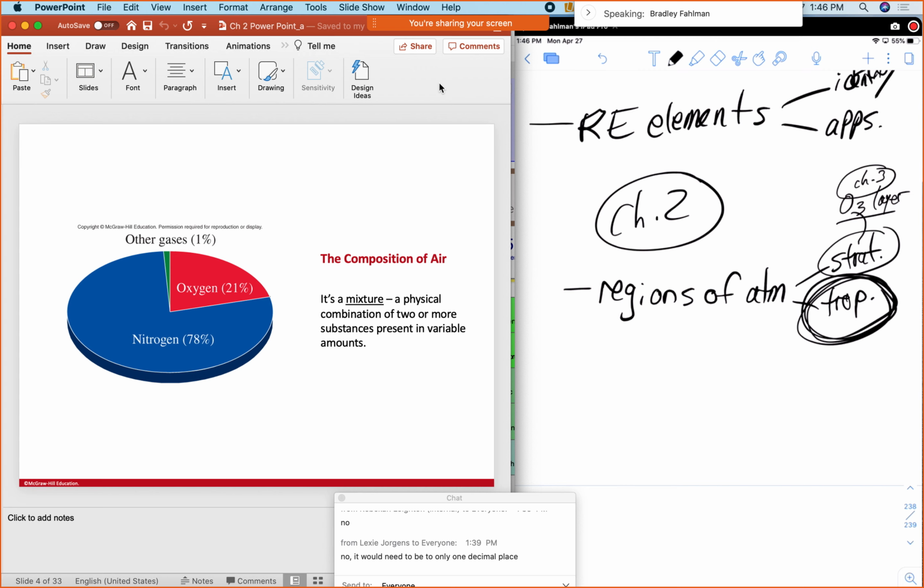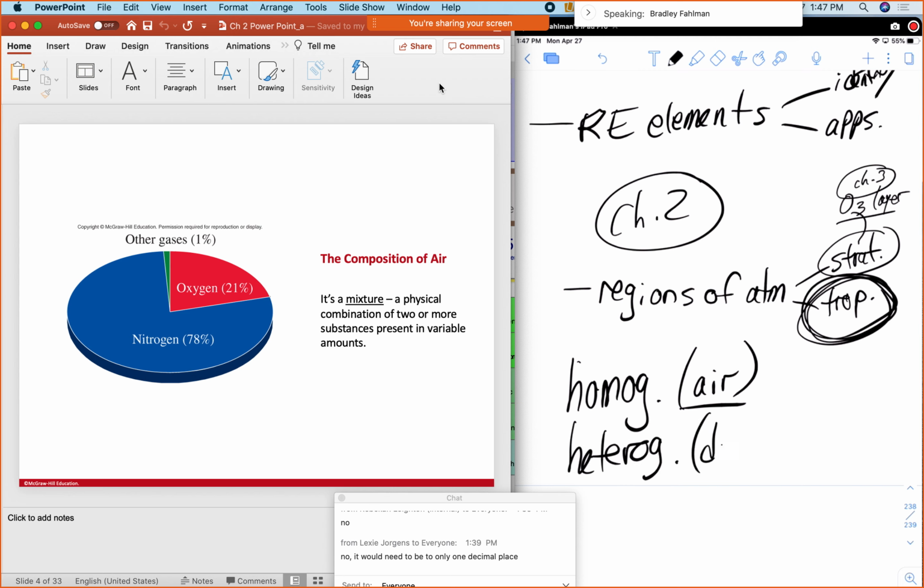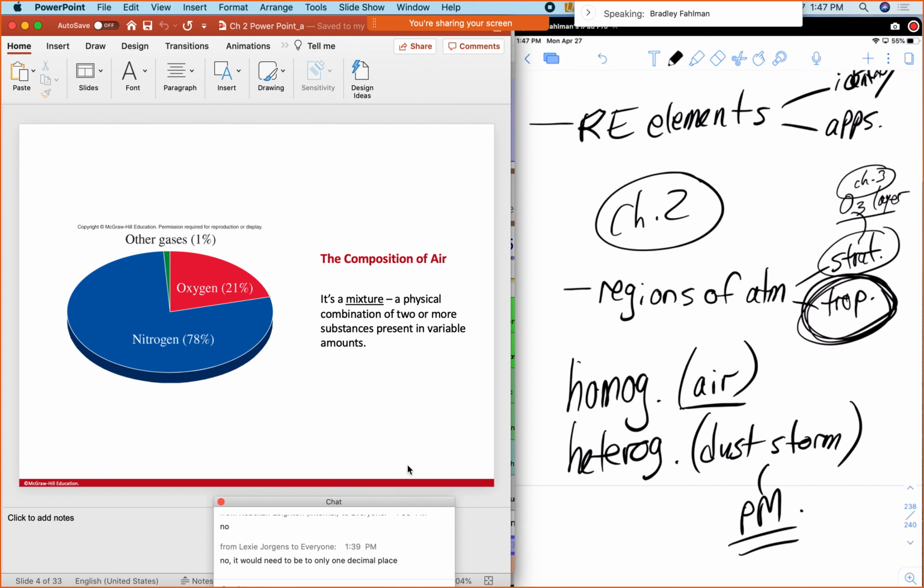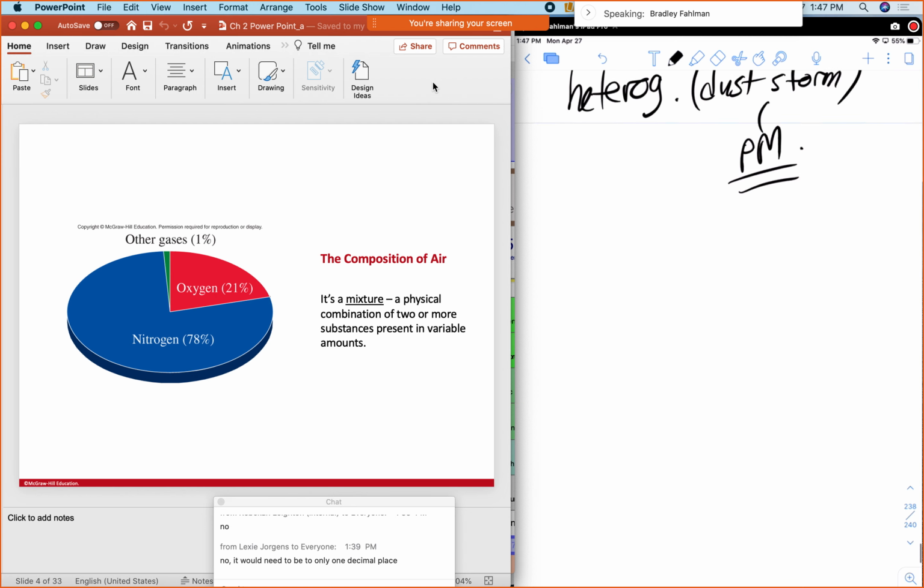Then talking about air as a mixture. It can be a homogeneous mixture if we're talking about just normal air. But it could also be heterogeneous, like in a dust storm or something like that, right? So if you have particulate matter, knowing what PM refers to.